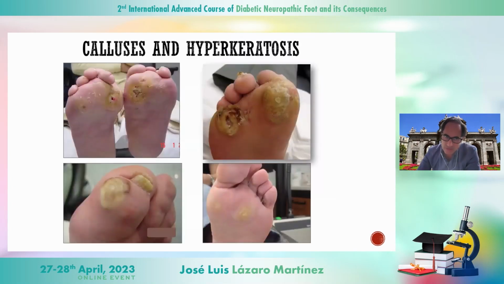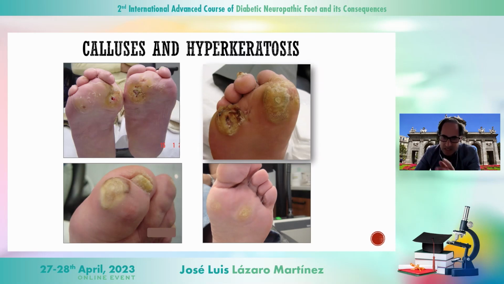What about callus and hyperkeratosis? There is an interesting publication coming from Thinning. There are only two publications, and they claim that callus or hyperkeratosis are more frequent in diabetic foot patients. That is not true. That is a mistake from the investigation.